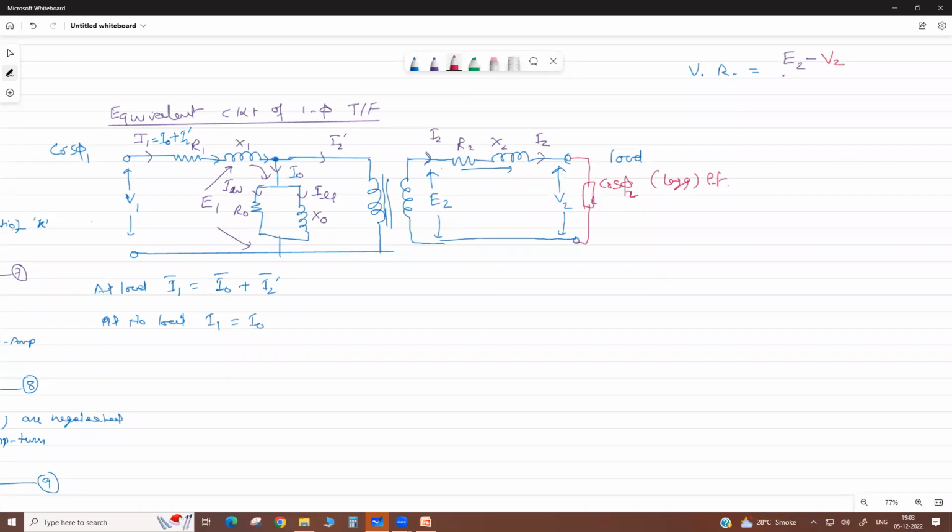Then the change divided by the full load voltage is taken as a percentage. So voltage regulation is nothing but the percentage variation or percentage change in the output terminal voltage of the transformer from no load to full load. That is represented as a percentage. Okay, that is called voltage regulation. Now actually it depends on the power factor also, whether it is unity, lagging or leading. Okay, we discussed this voltage regulation in detail.